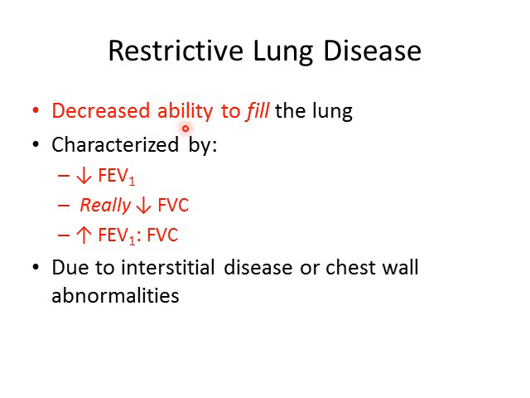So restrictive lung diseases are characterized by the decreased ability to fill the lung. They have a decreased FEV1, and they have a really decreased FVC. And that's basically manifesting in an increase in the ratio because our denominator is decreasing by a greater magnitude than our numerator. These diseases are typically due to interstitial diseases or chest wall abnormalities. Basically, it's issues with the actual tissue or issues outside of the tissue.